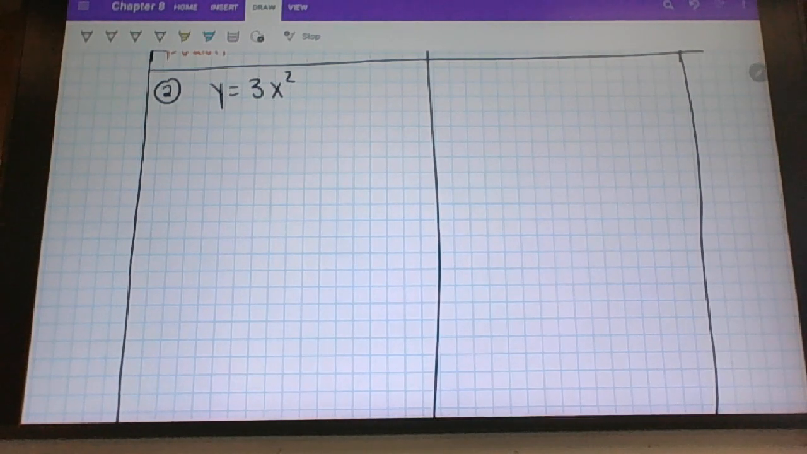Here's number 2. Same thing, but we got a 3 in front. Same graph, but we got a 3 in front. I'm going to go ahead and describe what's going to happen using fancy vocabulary. Because we voted down.